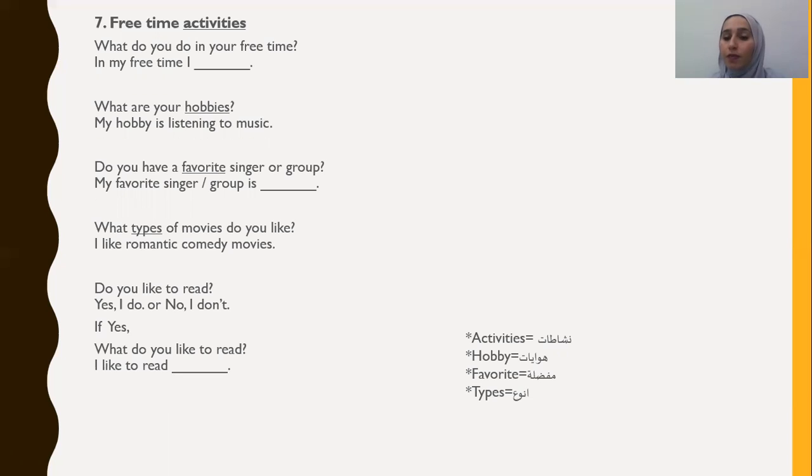Do you have a favorite singer or group? My favorite singer, let's say Maroon 5, for example. What types of movies do you like? I like romantic comedy movies. Do you like to read? Yes, I do, or no, I don't. If yes, what do you like to read?